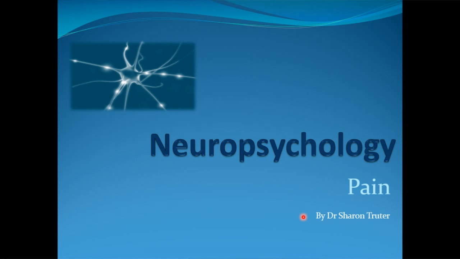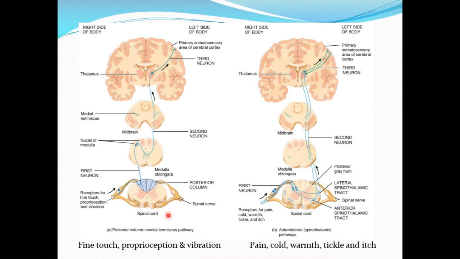Now let us look at the system of pain. Have a look here. Now, you have different pathways, whether it's for fine touch, proprioception, and vibration, compared to pain, cold, warmth, tickle, and itch. Okay. So for fine touch, proprioception, and vibration, it comes along here. You've got receptors for fine touch, proprioception, and vibration. It comes into the spinal cord over here to the posterior column. Here's your first neuron going up to here. Synapses there in the nuclei of the medulla. Crosses over. Here's your second neuron going up through the medial lemniscus. This is now in the brainstem. Up through, and synapses there in the thalamus. Here's your third neuron going from there to the primary somatosensory area of the cerebral cortex.